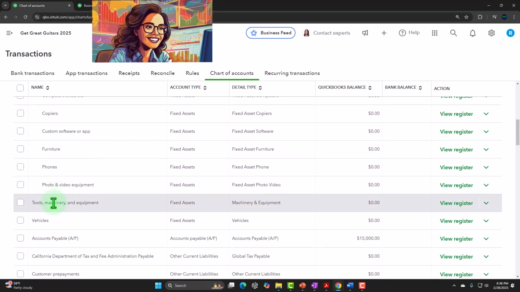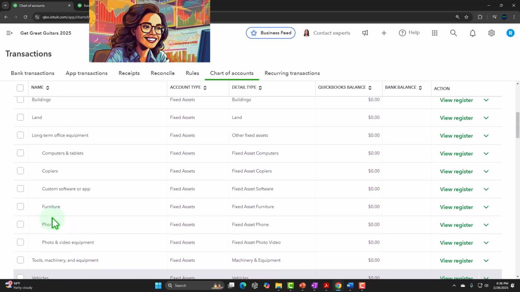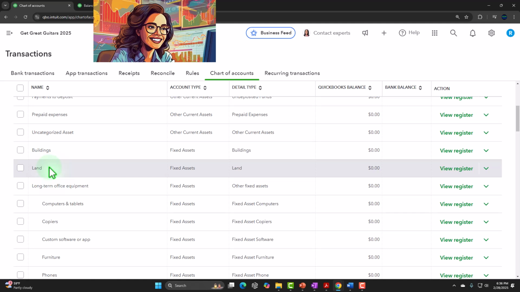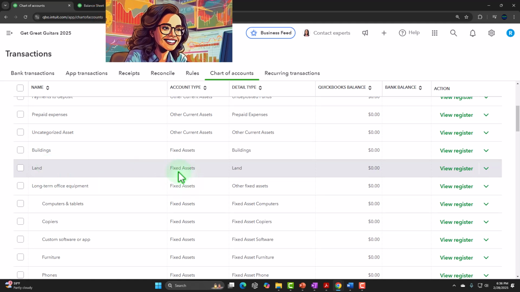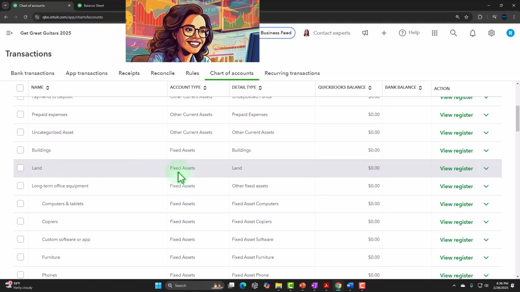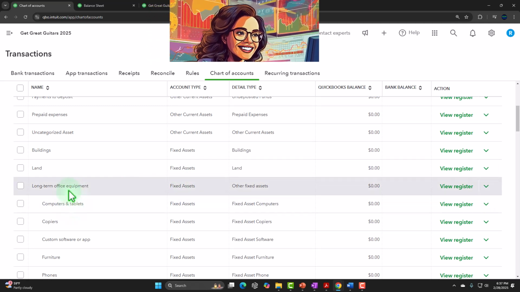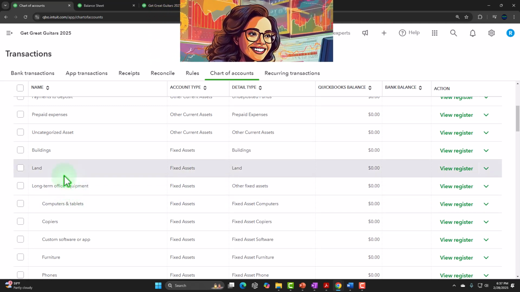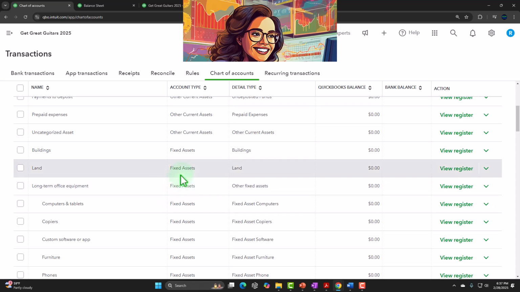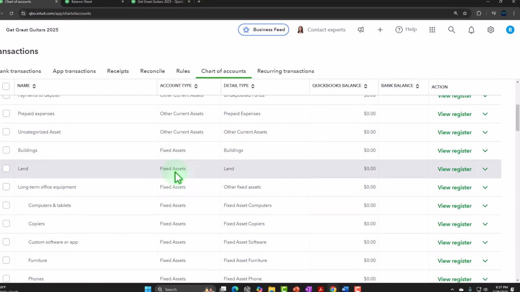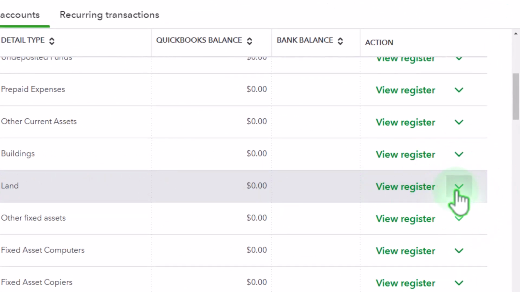So in our case, we don't have any land. So maybe I'll just change the land one. The key point is it's furniture and fixture. I should change this one, but it's got all these subcategories and I don't want to deal with all the subcategories. So I can either make a new one or just change one of these. Let's just change this one as is our normal.